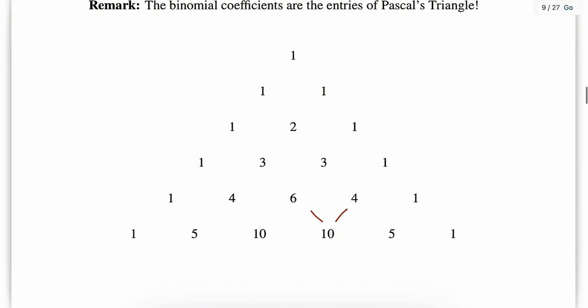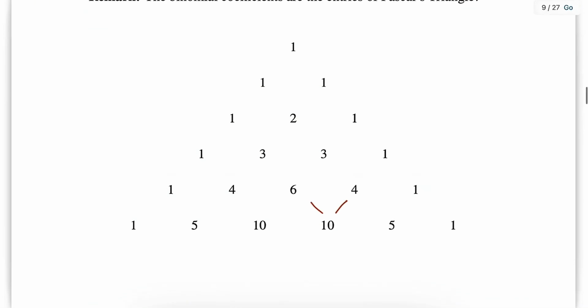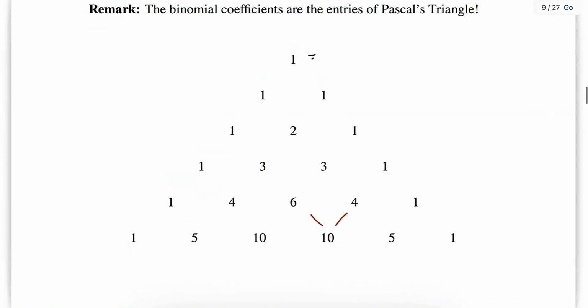So the binomial coefficients are literally the entries of Pascal's triangle. So what is this 1 here? This 1 here is 0 choose 0. This one is 1 choose 0. This one is 1 choose 1. Here we have 2 choose 0, 2 choose 1, 2 choose 2, and so on. Each row corresponds to your n, and each entry corresponds to your k, essentially.